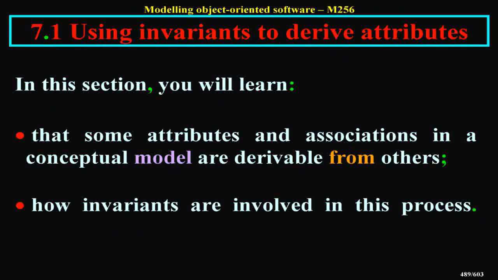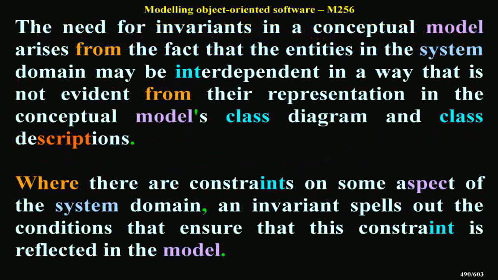In this section, you will learn that some attributes and associations in a conceptual model are derivable from others, and how invariants are involved in this process. The need for invariants in a conceptual model arises from the fact that the entities in the system domain may be interdependent in a way that is not evident from their representation in the conceptual model's class diagram and class descriptions. Where there are constraints on some aspect of the system domain, an invariant spells out the conditions that ensure that this constraint is reflected in the model.